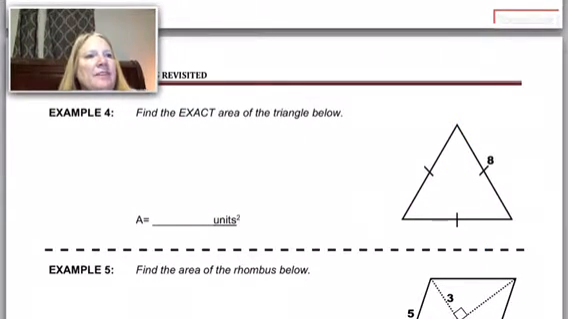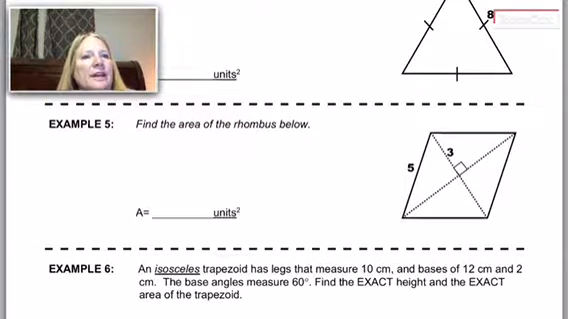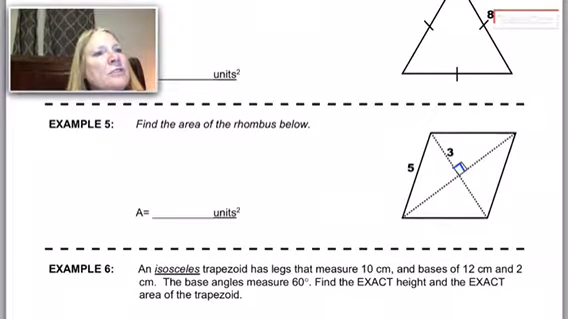Okay, example 5, we have a rhombus. In this rhombus, the qualities that you need to remember are that the diagonals intersect at a right angle, which is always true. They also bisect each other. So if that's 3, this is also 3. So one of the diagonals is 6. We need the other diagonal.